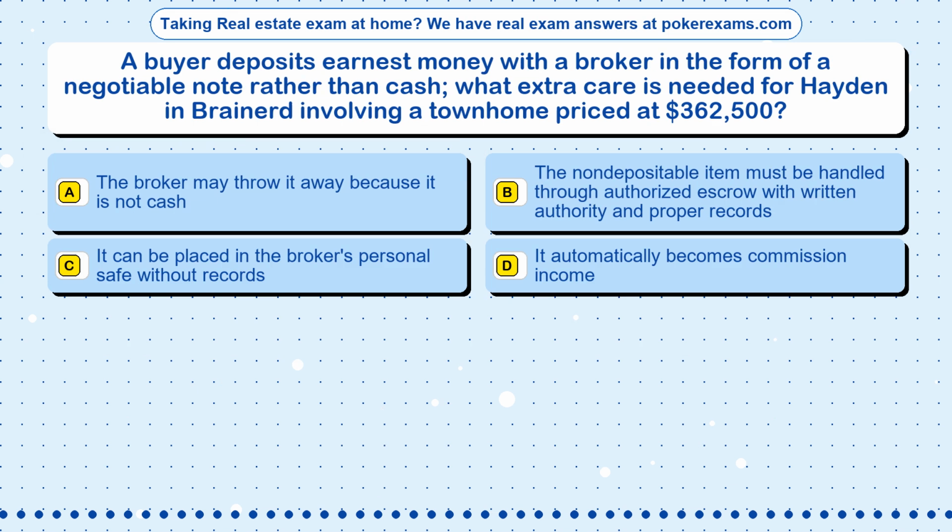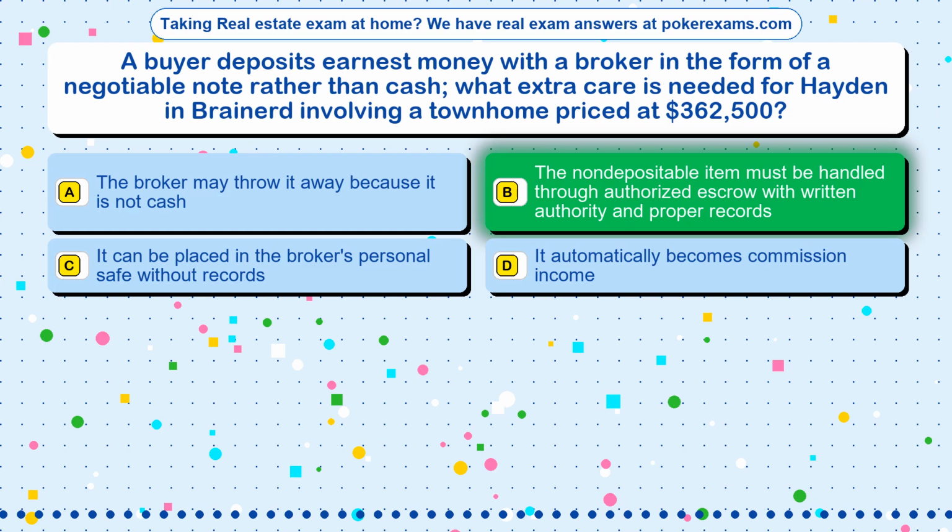Question 90. A buyer deposits earnest money with a broker in the form of a negotiable note rather than cash. What extra care is needed for Hayden and Brainerd involving a townhome priced at $362,500? Option A. The broker may throw it away because it is not cash. Option B. The non-depositable item must be handled through authorized escrow with written authority and proper records. Option C. It can be placed in the broker's personal safe without records. Option D. It automatically becomes commission income.